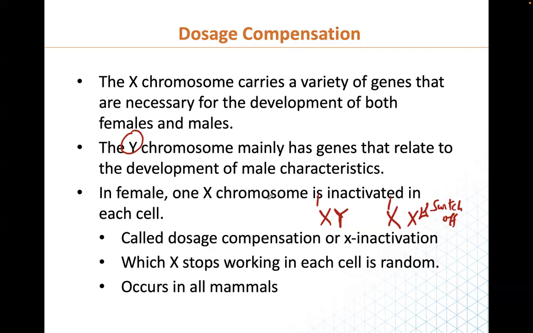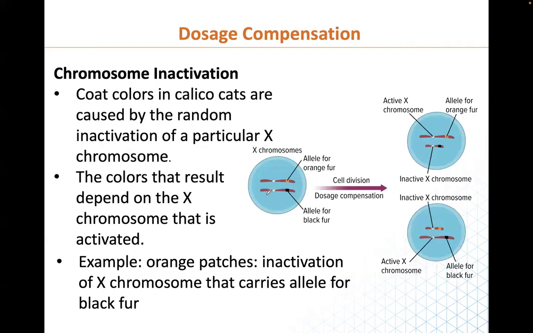In the female, one X chromosome is inactivated. It's been switched off or turned off. So we call this dosage compensation. Dosage compensation means inactivation of an X allele. Which X stops working, we cannot predict. It could be this, it could be this. It's a random thing. This happens in all mammals.